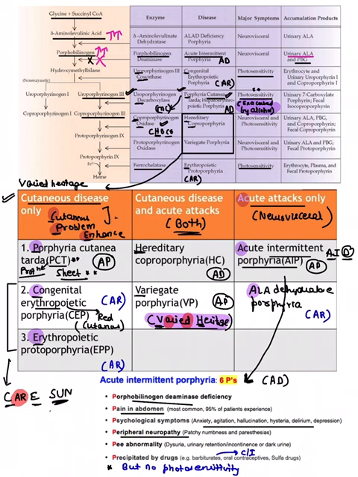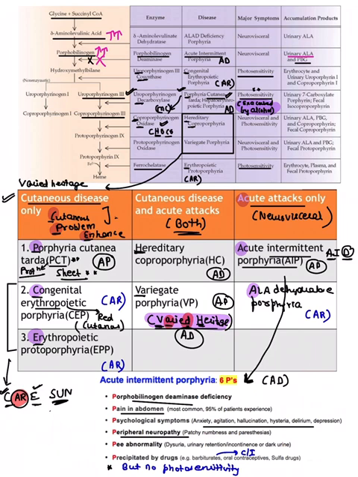It's very memorable. When you have a variegate and hereditary, means AD comes, guys, then both the porphyrias are autosomal dominant. Now see, when you have a cutaneous problem, what is the precaution the doctor tells you? Take care when you go out in the sun, guys. So care is AR, that means it's autosomal recessive. Which are the two porphyrias? C is for congenital erythropoietic porphyria, E is for erythropoietic protoporphyria.